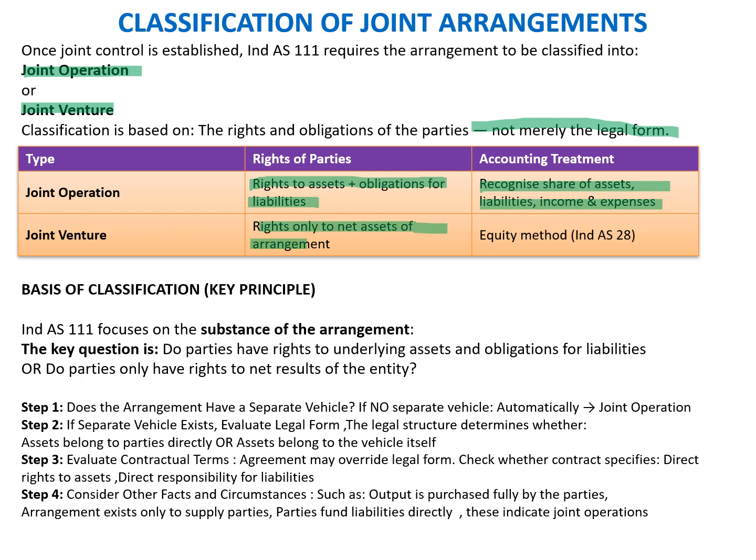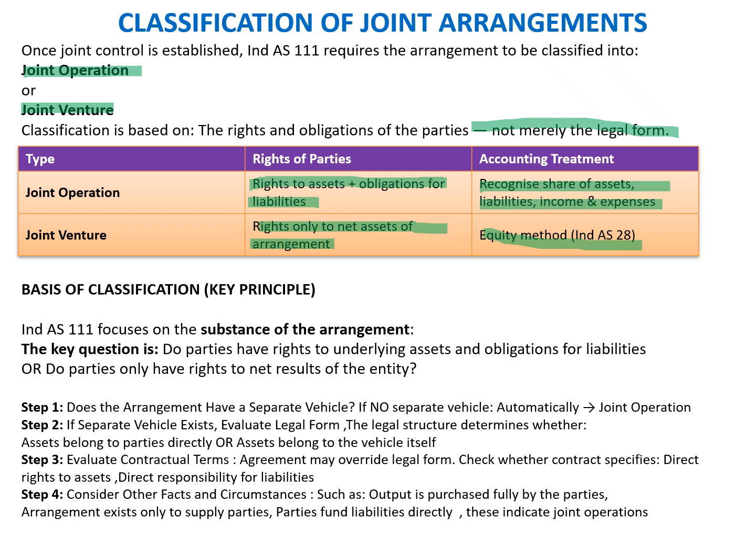So it is treated as if an SPV, a special purpose vehicle, has been created as a joint venture, and then each of the parties to the joint venture will have rights to the net assets of that particular joint venture. And here we have to follow the equity method, which is in line with Ind AS 28.